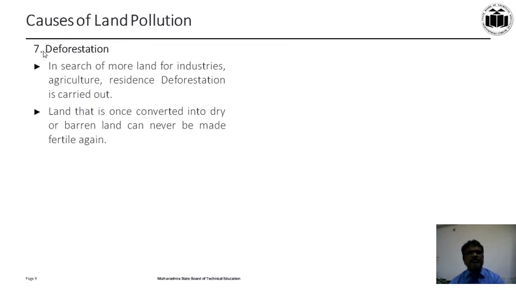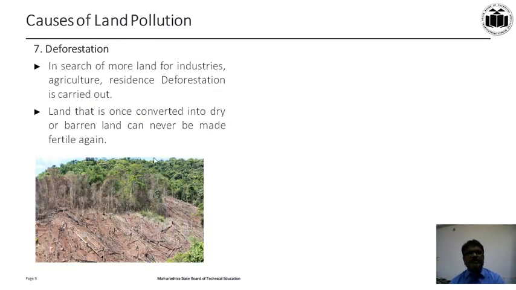The seventh cause is deforestation. All of us are very much concerned with deforestation in search of more land for industries, agriculture and residential purposes. Deforestation is carried out. Land that is once converted into dry or barren land can never be made fertile again.